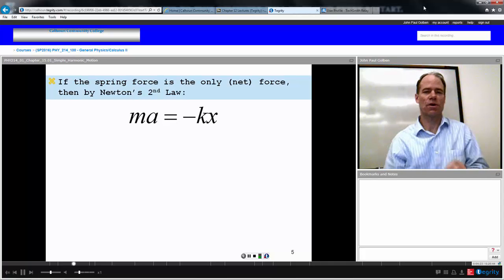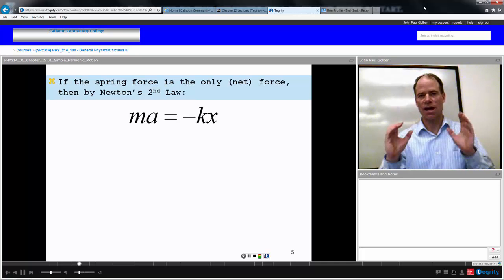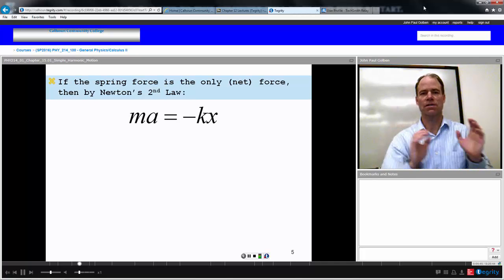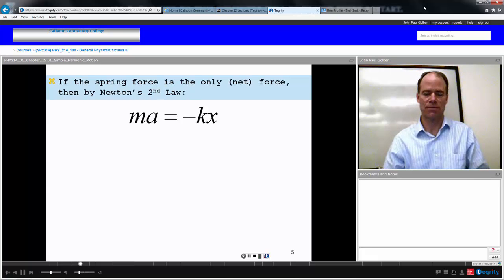If this force, this Hooke's law force, is the only force acting on this system, then by Newton's second law, I can say it's equal to the net force. So I could say that ma is equal to negative kx. Now in this case, we might have gravity to consider, more on that later, but for the moment, we're just going to isolate this force as being our net force, and we're going to set that equal to ma.